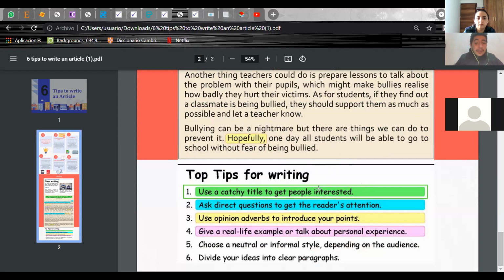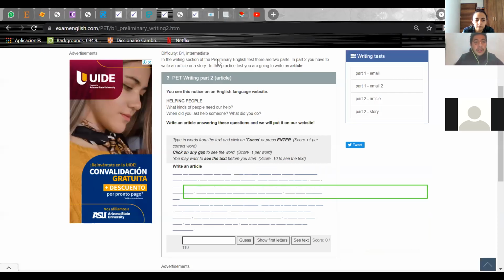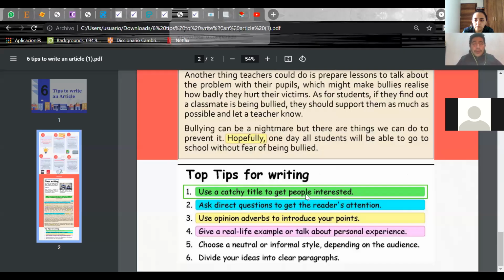In this case, this tip isn't so useful for us because in the structures that we have in here, maybe we can find the topic. So the topic is helping people. Also, maybe you can write a title with that topic, but that depends on you. So if you have to write the title of that topic, maybe you can try to use this tip to write a catchy title to get people interested.